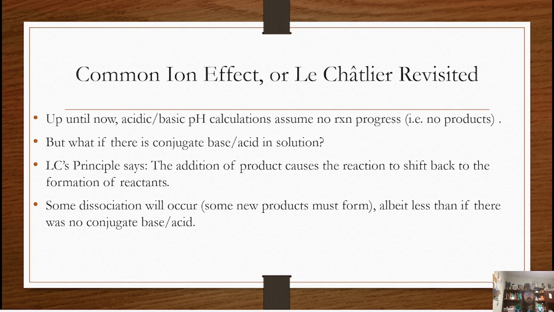Well, Le Chatelier says that when you add a product, the reaction will naturally want to shift back towards reactants. So while some dissociation will still occur, there will be less than if we had no conjugate acid or conjugate base.